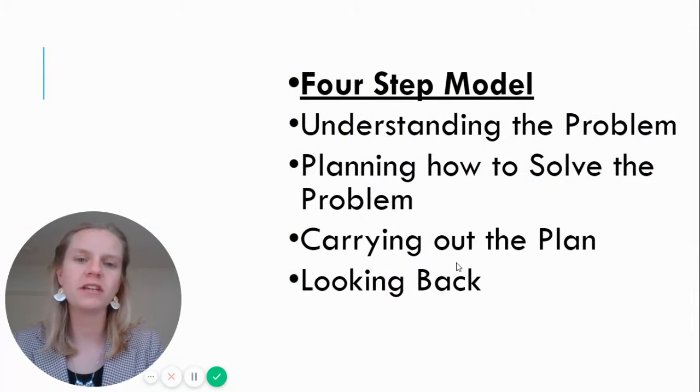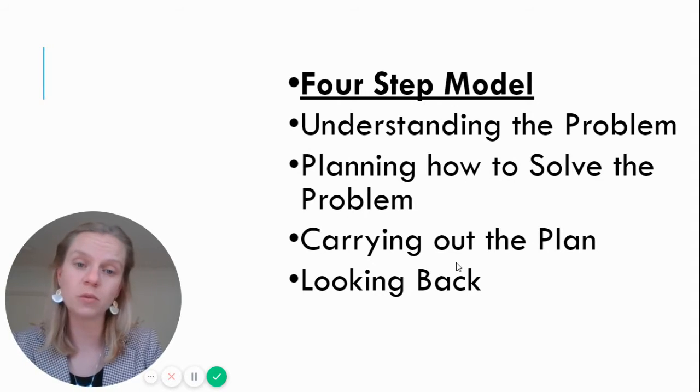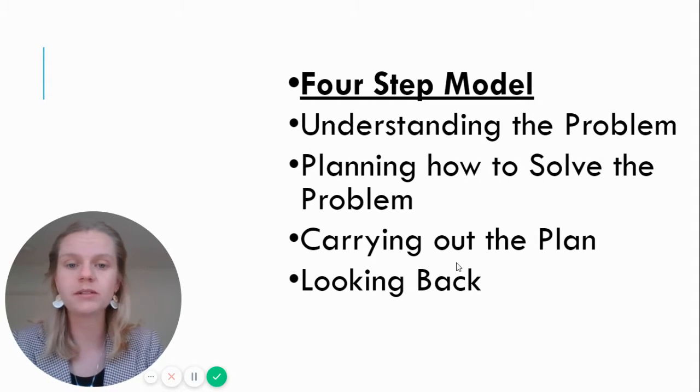And when we do problem solving, there's a 4-step model we can use to help us. The first thing we need to do is make sure we understand the problem. Then we need to make a plan about how we're going to solve the problem. What strategies will we use? Will we make a list? Will we act it out? Will we work backwards? The third step is carrying out the plan, having a go, having a try.